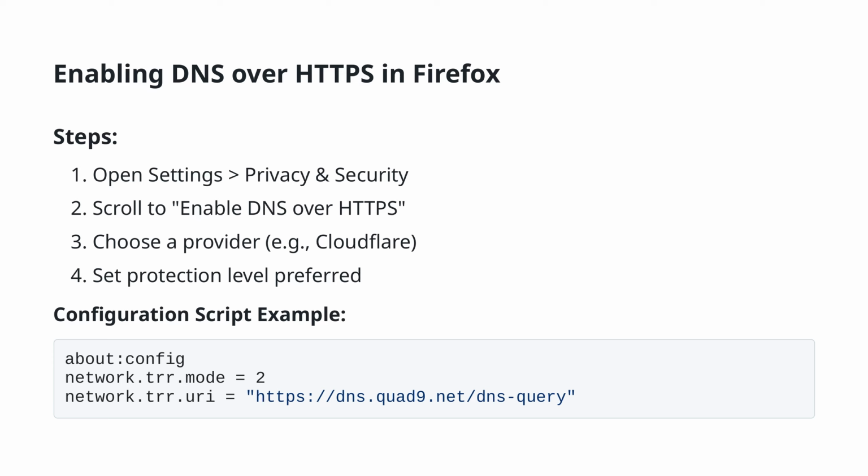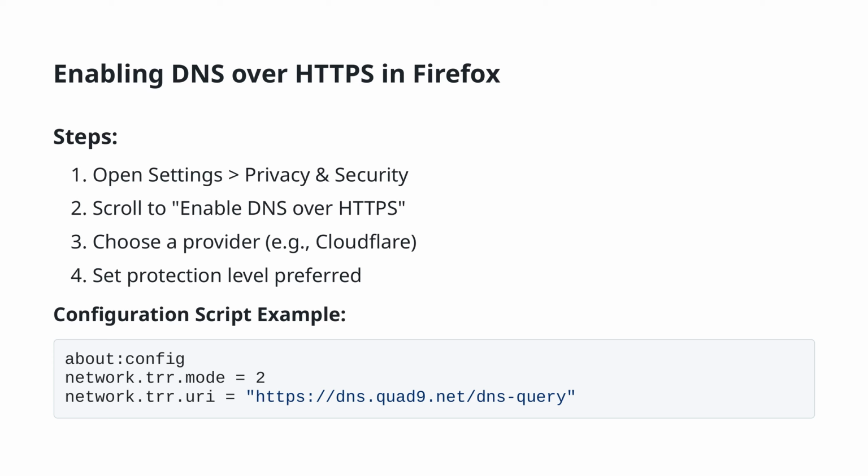Enabling DNS over HTTPS in Firefox. To enhance your browsing security by enabling DNS over HTTPS in Firefox, follow these steps. 1. Open Settings. Navigate to the Firefox settings and select Privacy and Security. 2. Scroll to enable DNS over HTTPS. Look for the specific option to enable DNS over HTTPS within the privacy settings. 3. Choose a provider. You will need to select a trusted provider, such as Cloudflare. 4. Set your preferred protection level. Adjust the level of protection to match your security needs.